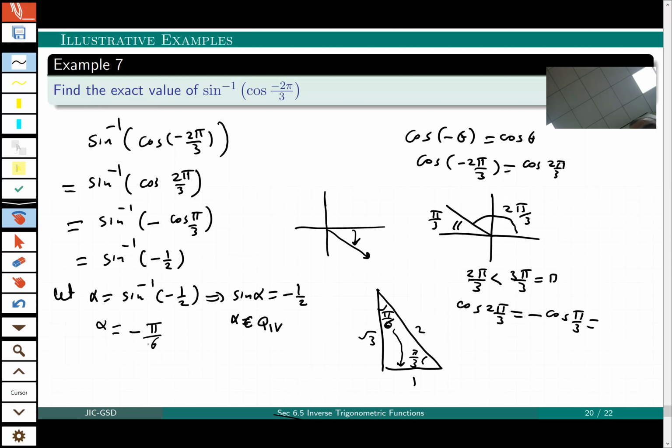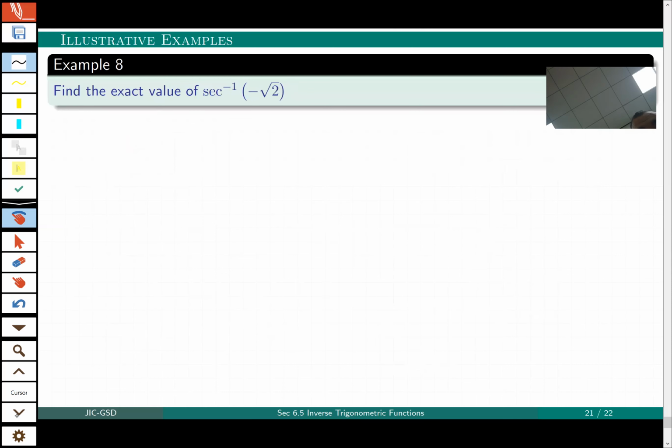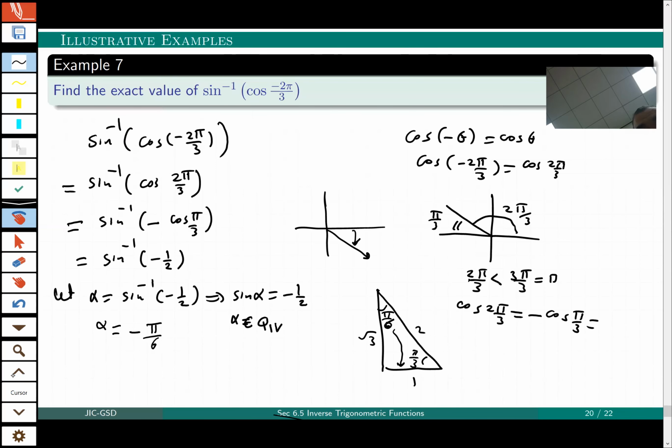The minus sign says it is in quadrant number 4, but what is the quantity from the triangle? Its opposite is 1, hypotenuse is 2. So the answer is minus pi over 6, which means sine inverse of cosine of minus 2 pi over 3 is equal to minus pi over 6.